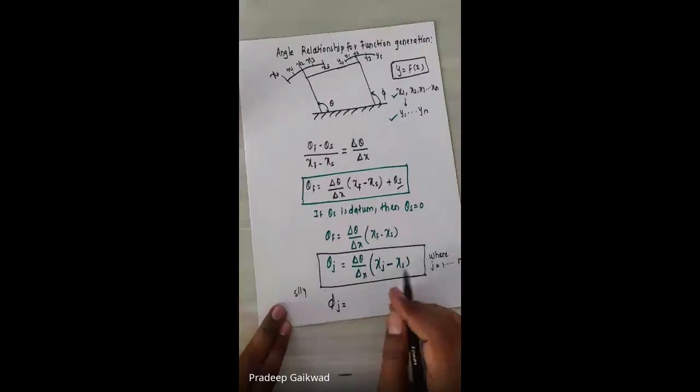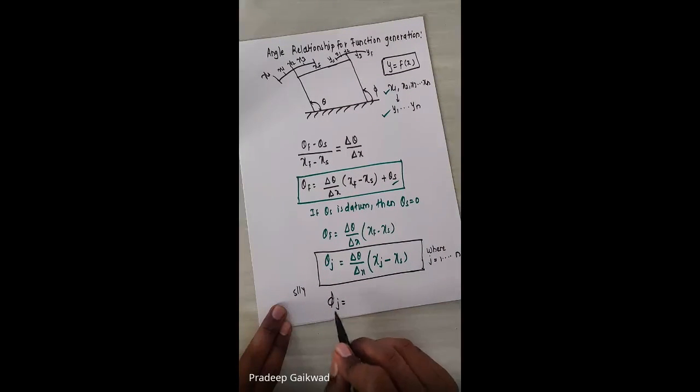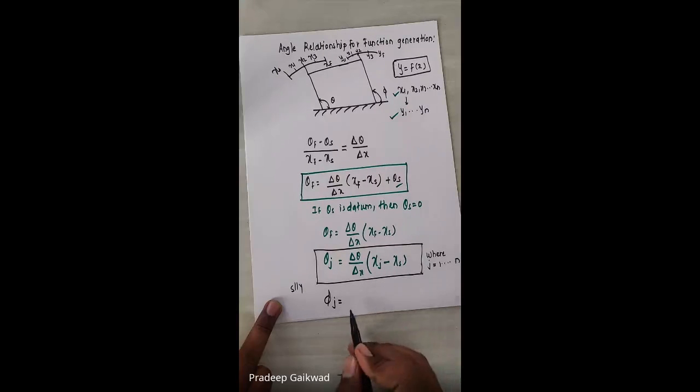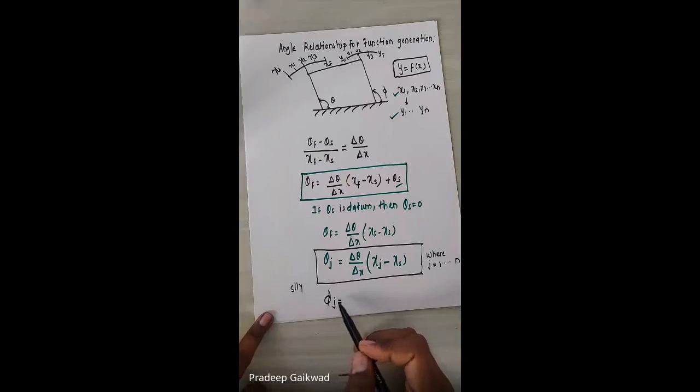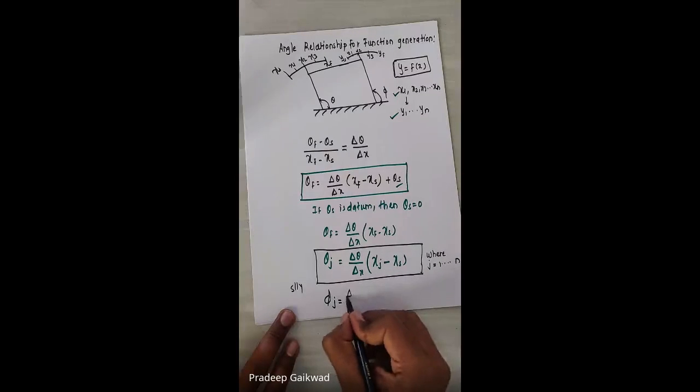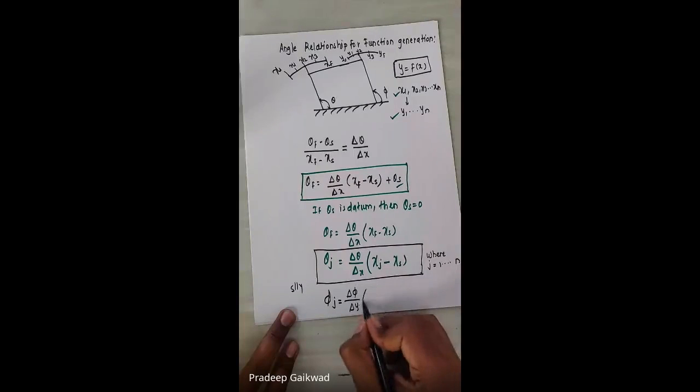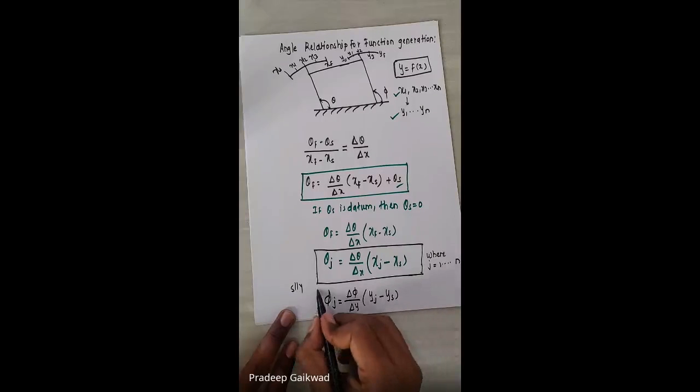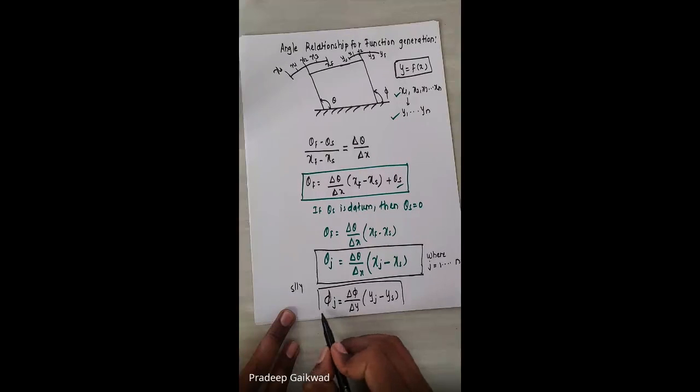Now tell me please, anyone. Similarly, you have to write here: phi of j is equal to, the last equation we have to discuss, and then we stop. What is phi of j? From this equation, you can tell me: delta phi upon delta y. Yes. So phi, the output angle, is equal to delta phi upon, instead of x it will be y, into y of jth position minus y of s. So this is your angle relationship for the function generation problem.